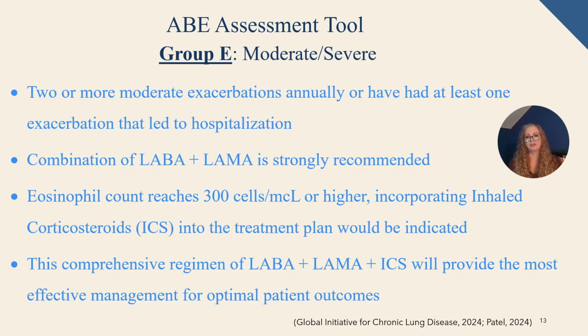Your patient has had 2 or more moderate exacerbations in the past year, and that has led to at least 1 hospitalization. So you're already going to do just like you did in group B. This is group E now, with the moderate to severe COPD patients. You're going to do the LABA plus the LAMA, and then typically their eosinophils, if they're greater than 300, you're going to go ahead and start that corticosteroid. So then it'll be LABA plus LAMA plus your ICS, or your inhaled corticosteroid.